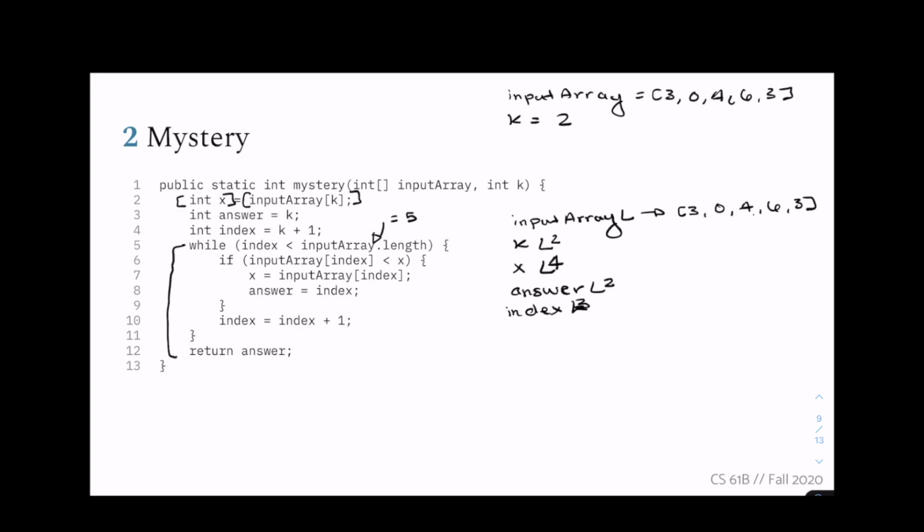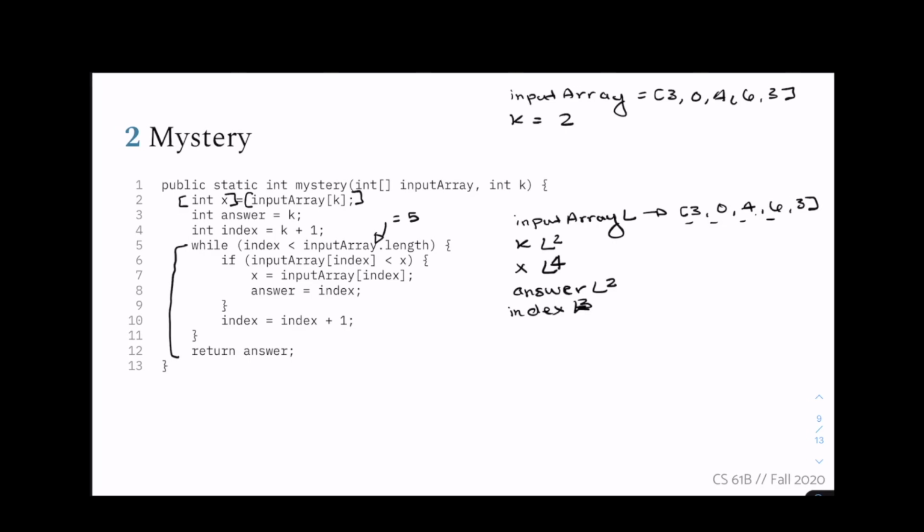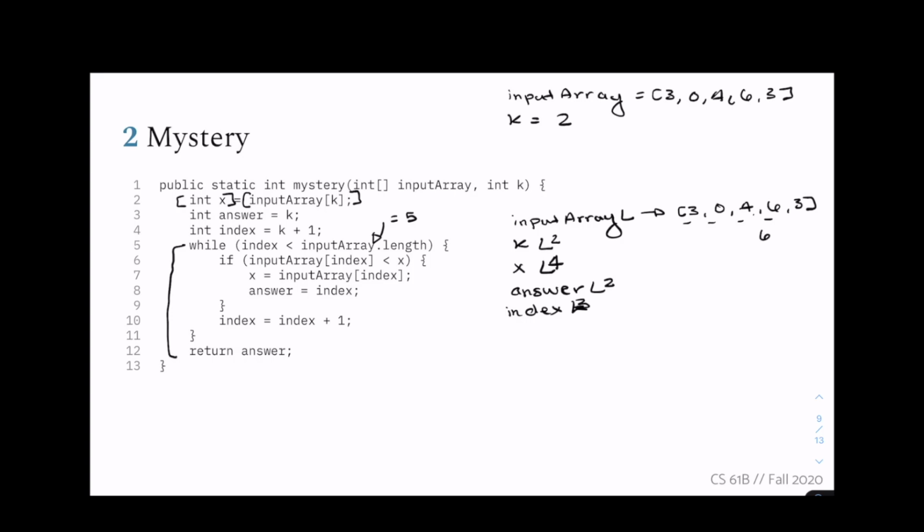So the next condition is if input array index is less than x, then whatever is after that happens. So we look at input array index, which is the third item in the array. So 0, 1, 2, 3. Input array index is 6, and x is equal to 4. Is 6 less than 4? No, of course not. So we can just ignore everything that happens after this if statement.